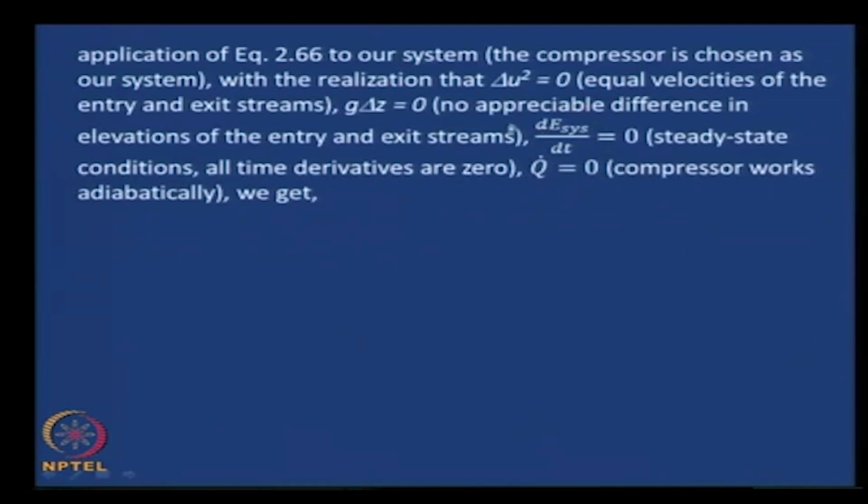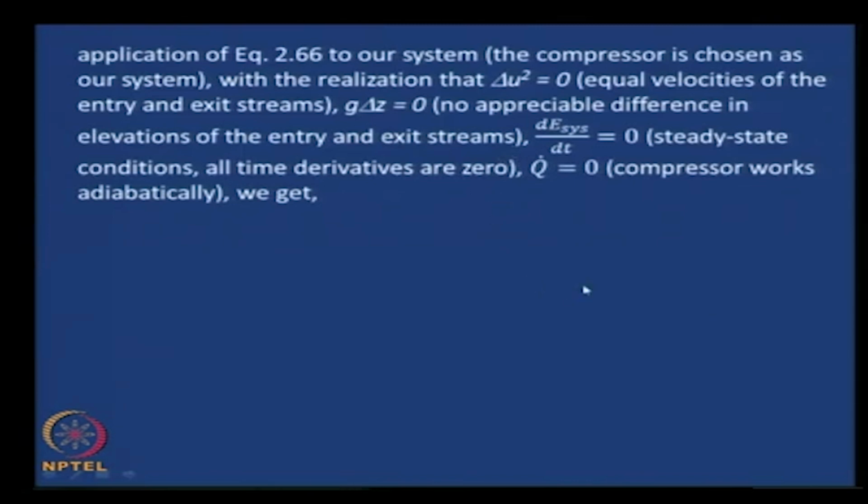The d/dt of any quantity in a steady state process can be taken to be 0. That is the definition of a steady state process. There is no variation with time at a particular point. All time derivatives are 0, and q dot equals 0 because the compressor works adiabatically. There is no heat exchange between the compressor and its surroundings. Therefore, q dot equals 0.